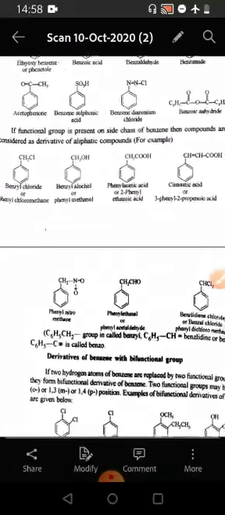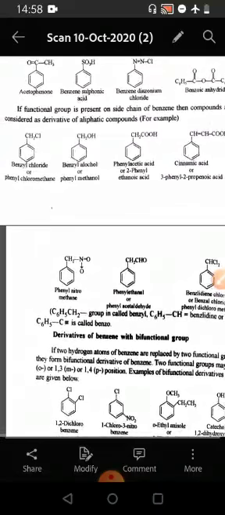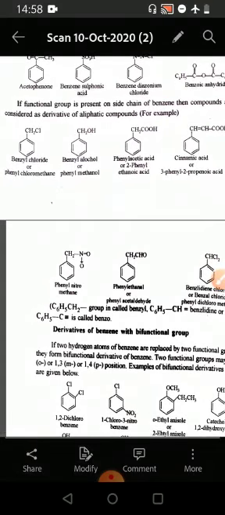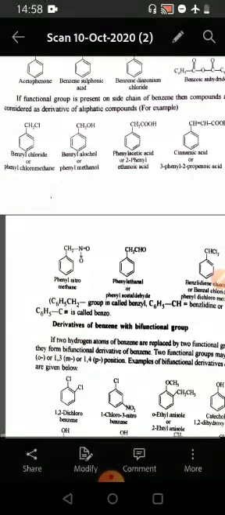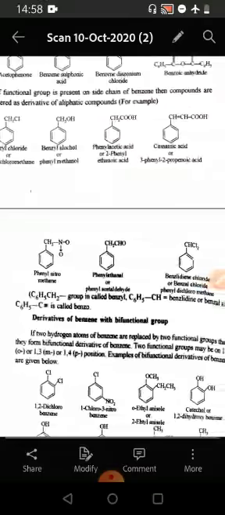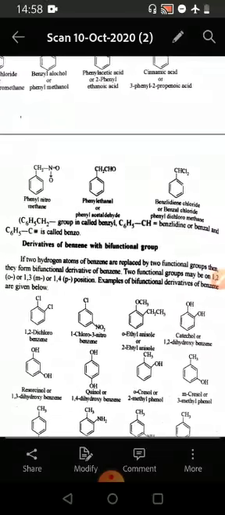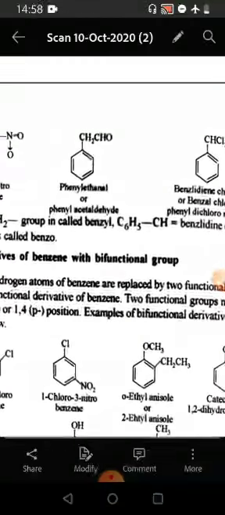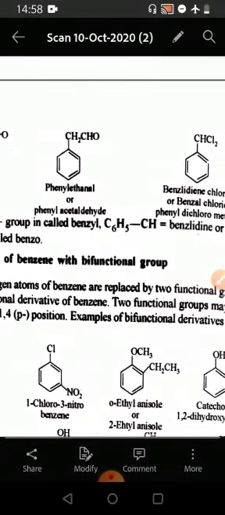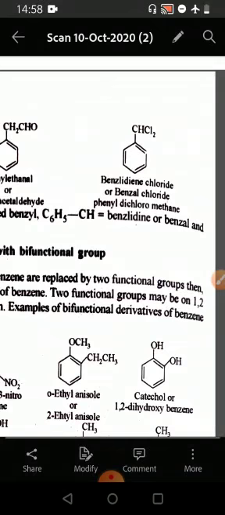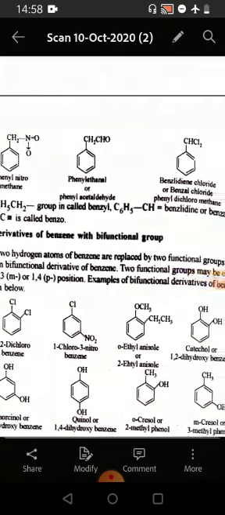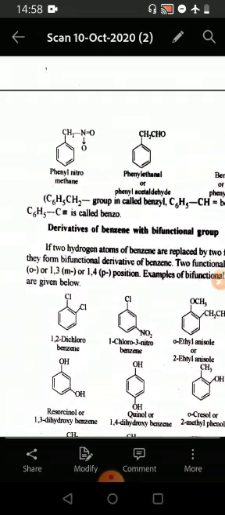If a functional group is present on the side chain of benzene, then compounds are considered as derivatives of aliphatic compounds. For example, benzyl chloride or phenyl chloromethane, benzyl alcohol or phenyl methanol, phenyl acetic acid or 2-phenyl ethanoic acid, cinnamic acid or 3-phenyl 2-propenoic acid, phenyl nitromethane, phenyl ethanol, phenyl acetaldehyde, benzal chloride or phenyl dichloromethane. C6H5CH2 group is called benzyl, C6H5CH group is called benzal or benzylidene, and C6H5C with 3 free valency is called benzo.